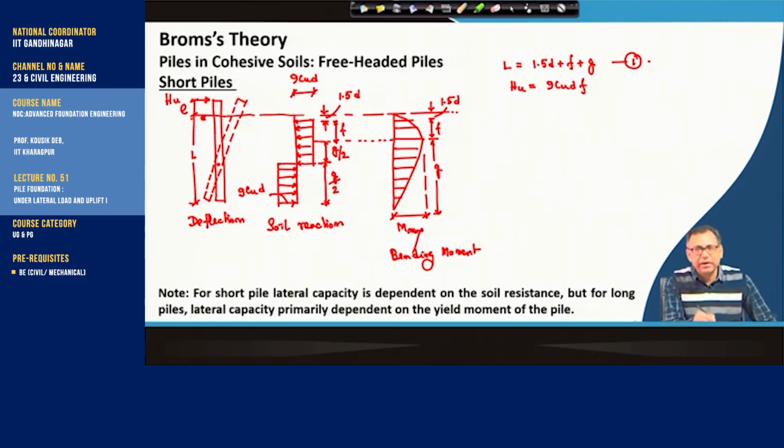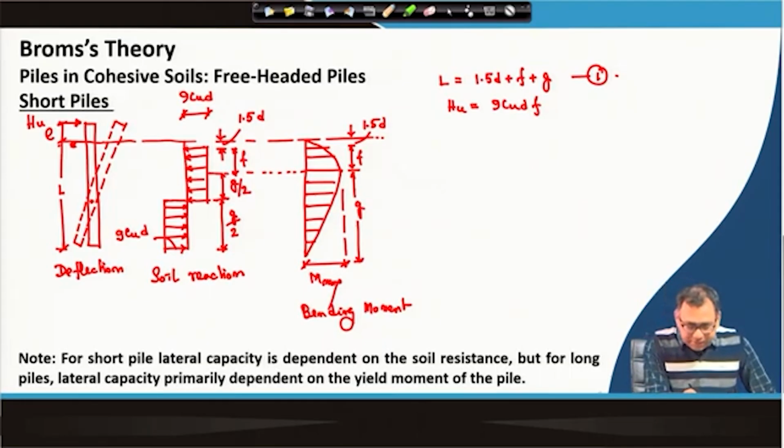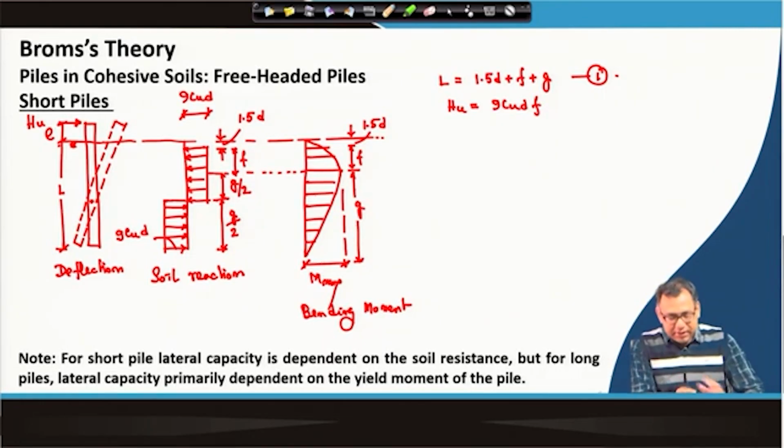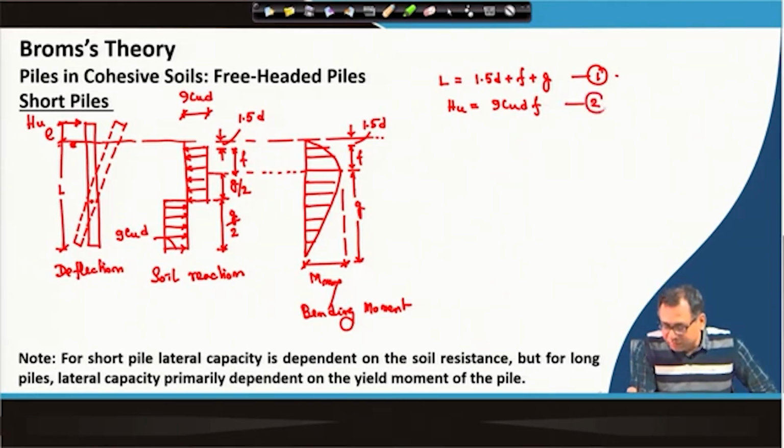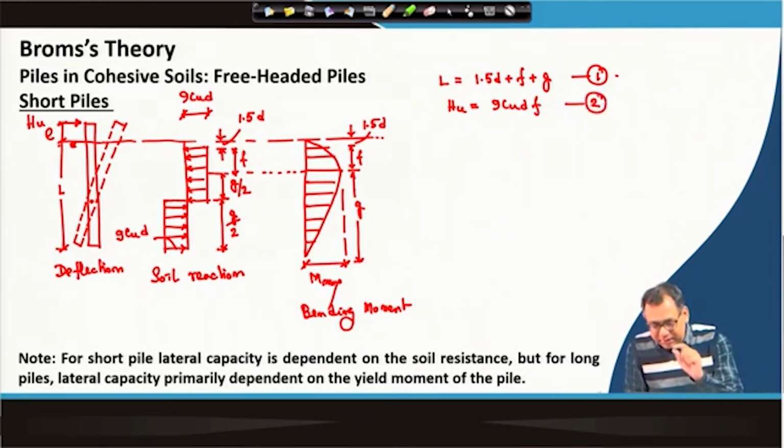because 9 CuD is the pressure distribution, and it is acting in the F zone, because G by 2 is cancelled out. So, that region or that area within the F, 1.5 to F distance, is giving the soil resistance or the lateral load capacity of the pile. So, this is equation number 2. Ultimately I want to calculate the HU, what will be the HU value.